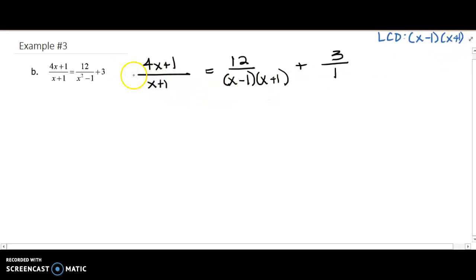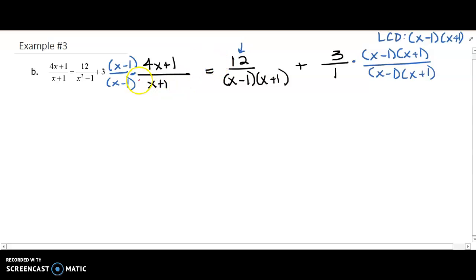Okay, so I'm going to go ahead and change that right here. That means the 4x plus 1 over x, I need to add x minus 1 over x minus 1 to this term. Okay, this middle term is fine. I have the denominator that I want. And then I'm going to have to multiply (x minus 1)(x plus 1) over (x minus 1)(x plus 1).